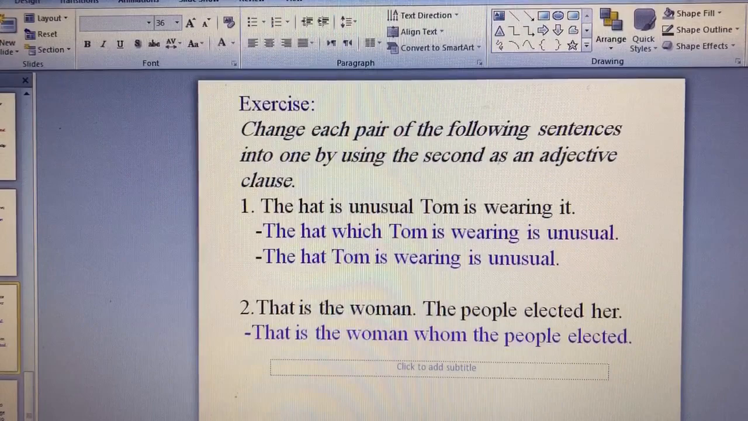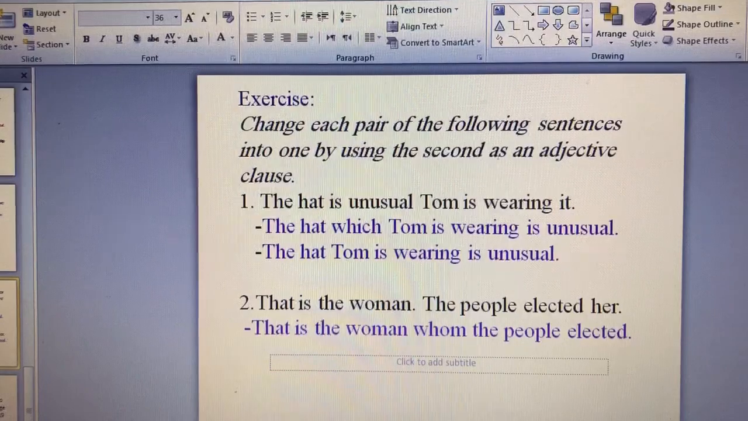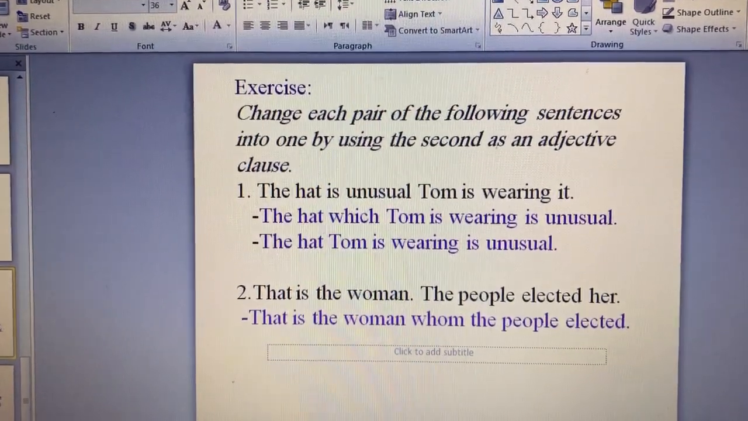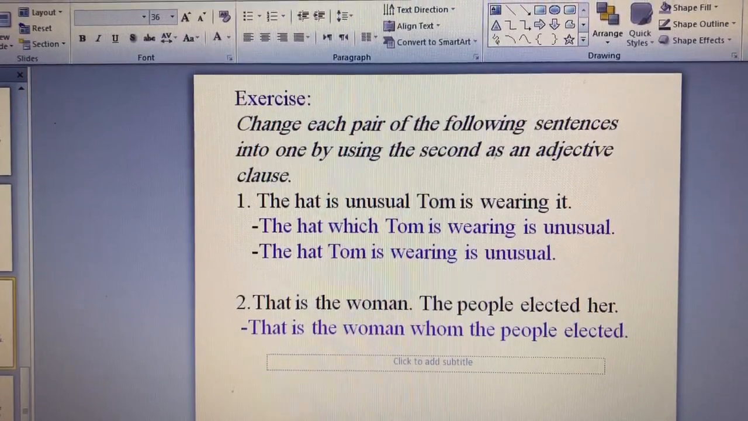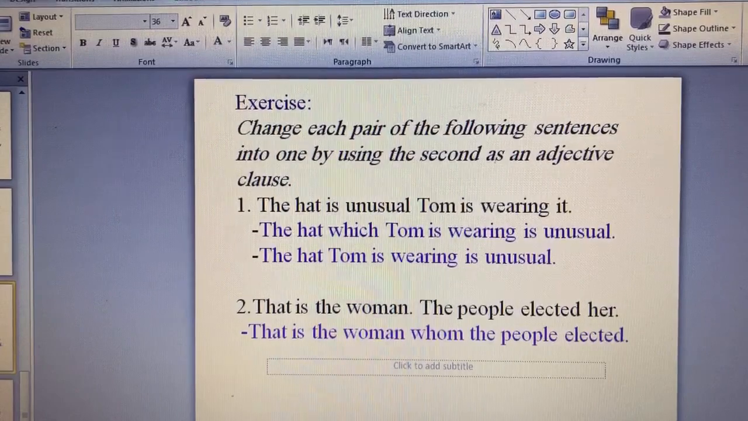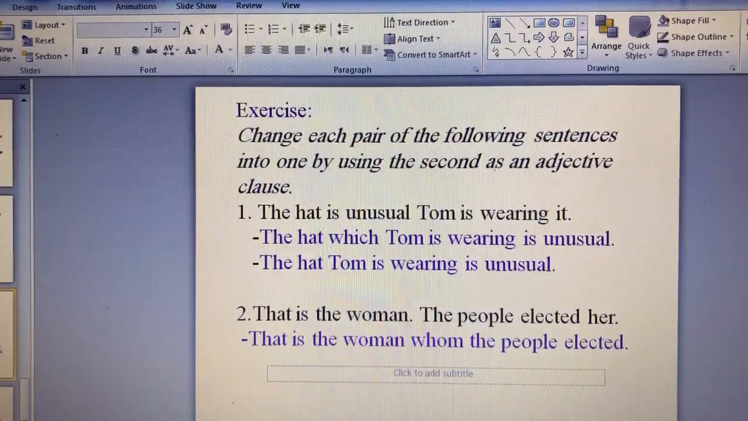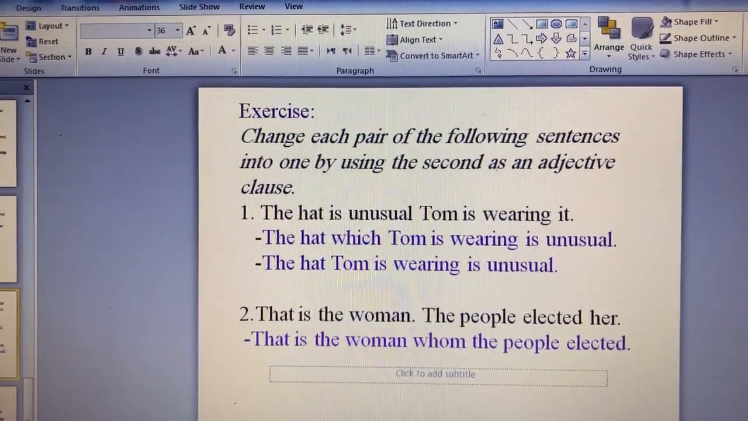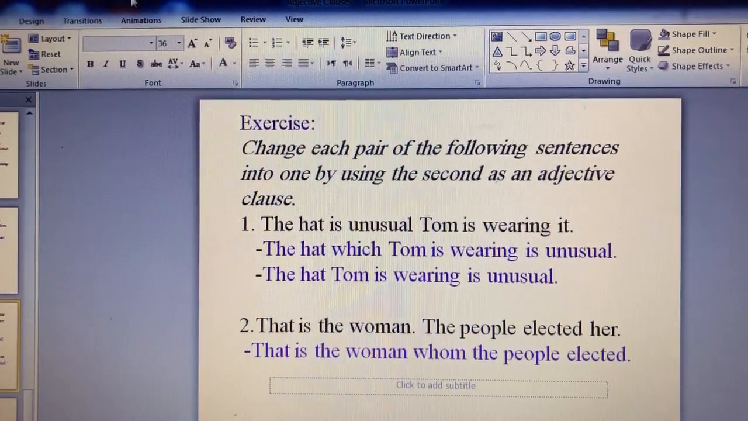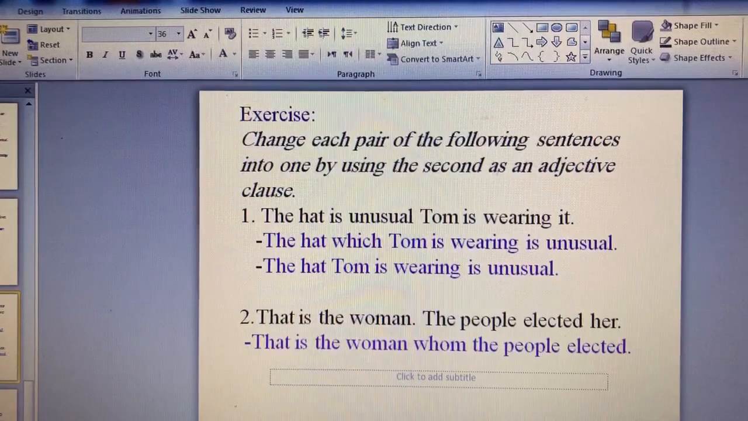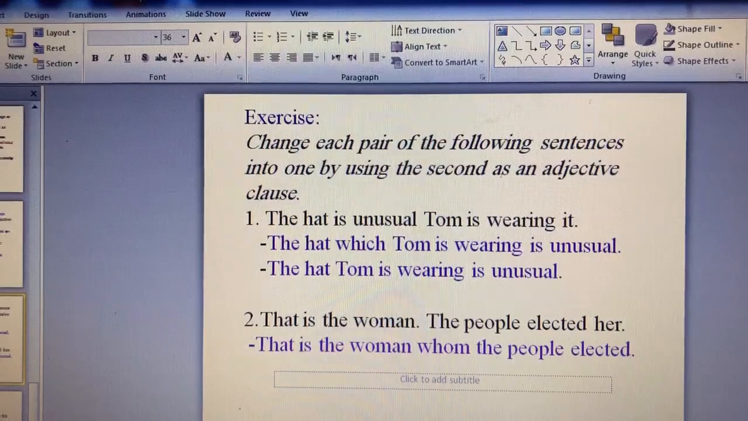Let's do this exercise together. Change each pair of the following sentences into one by using the second as an adjective clause. The hat is unusual. Tom is wearing it. Here we have two independent clauses. In the first clause, we have the noun hat. It functions as the subject of the first clause. In the second clause, we have it. It is an object pronoun since it follows the verb is wearing and it refers to the subject hat.